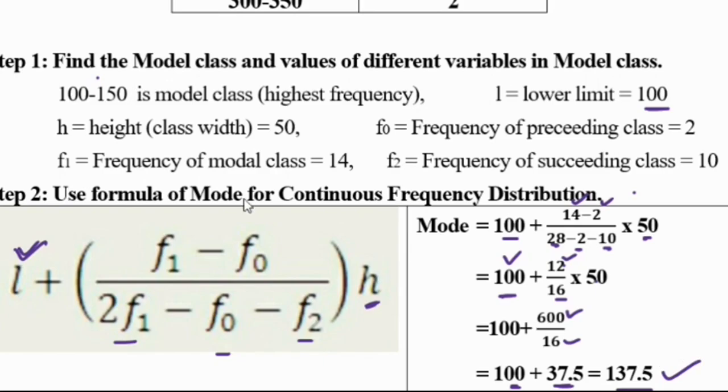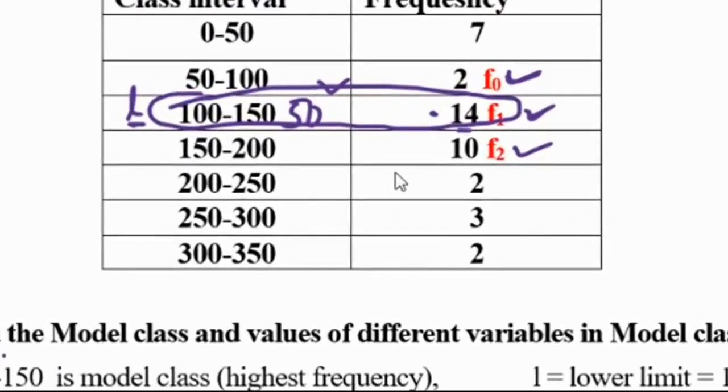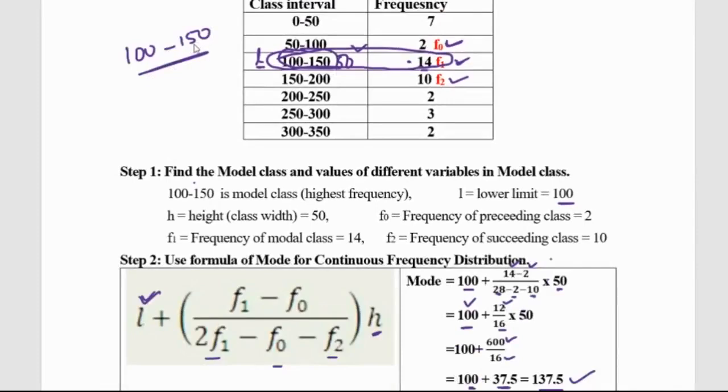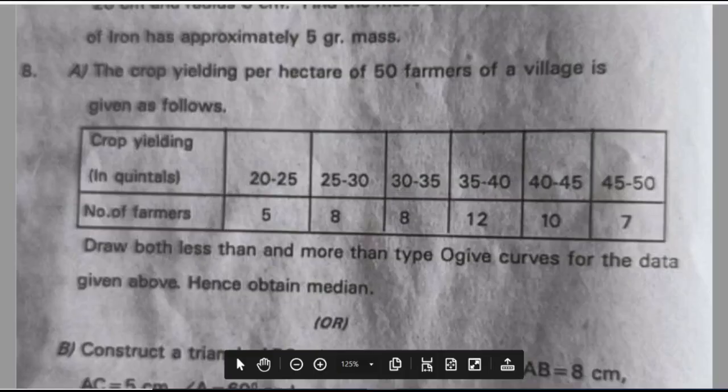To know whether our answer is correct or not, our answer always lies in between 100 to 150. Only then is it the correct answer. Otherwise our answer is wrong. So 137.5 lies between 100 to 150. So our answer is correct.